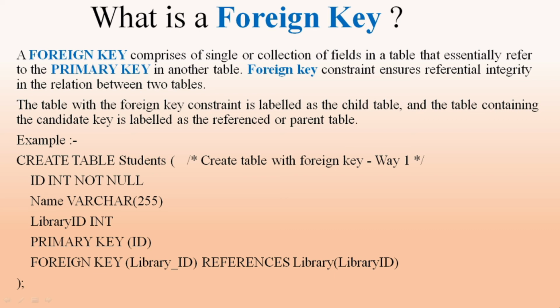Now, what is a foreign key? A foreign key comprises a single or collection of fields in a table that essentially refer to a primary key in another table. Foreign key constraints ensure referential integrity in the relation between two tables. Suppose you can see the example, create table students. Here we are having the ID, name, library ID, primary key. Then we are creating a foreign key, that is library ID references library table's library ID. It means we are referencing the library ID attribute of the library table. So in this way we are creating a foreign key for the students table.